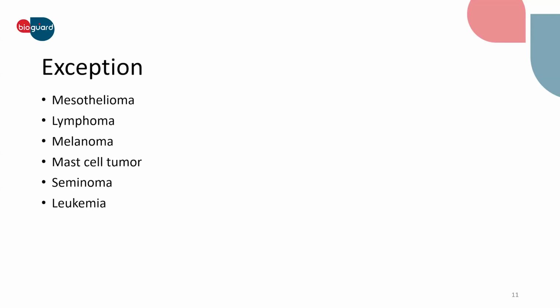Seminoma, a malignant germ cell tumor, typically found in the testes. Leukemia, a malignant proliferation of blood-forming cells, usually starting in the bone marrow and spreading through the bloodstream. All of these end in -oma, but don't be fooled, they are not benign at all. That's why it's so important for both pathologists and clinicians to be familiar with these exceptions.